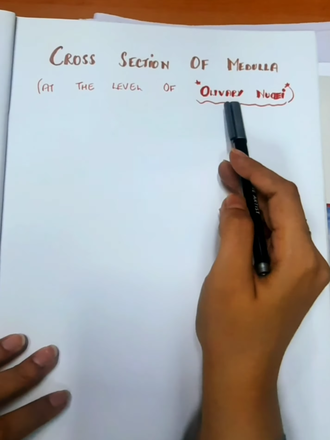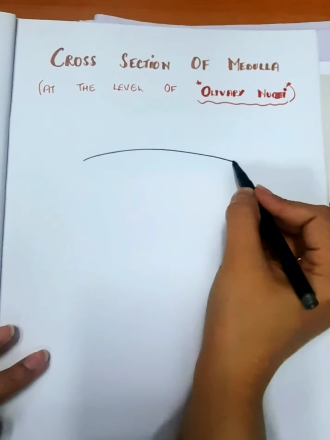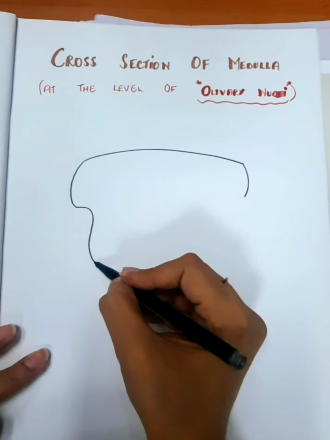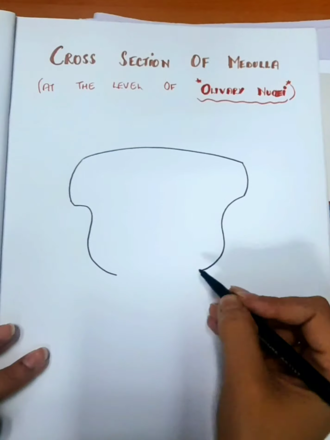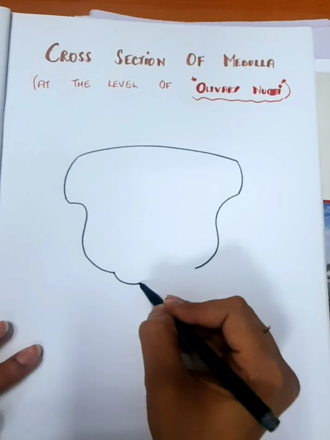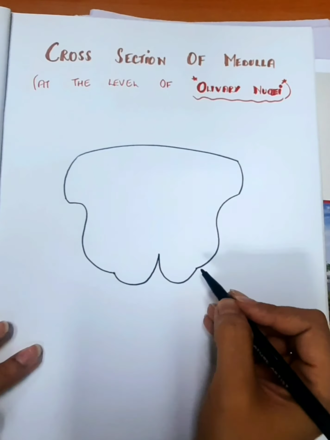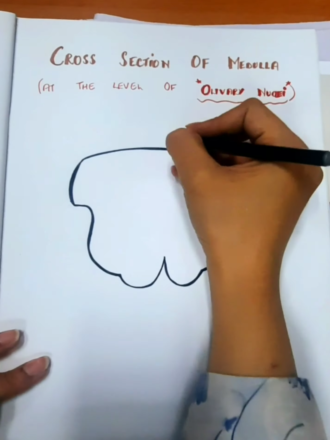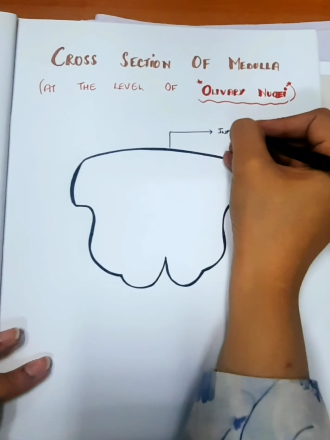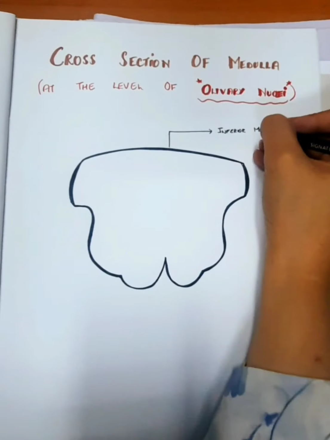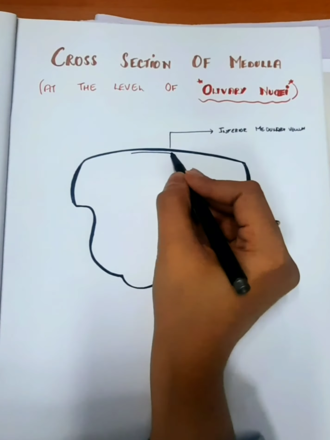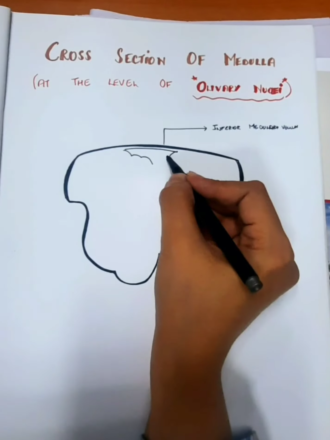The cross-section of the medulla at the level of the olivary complex is most fascinating, yet more complicated for the new ones trying to study neuroanatomy. This is because it possesses the numerous nuclei of very important cranial nerves. The obvious features include the presence of the inferior medullary velum, which forms the roof of the fourth ventricle in the posterior part of the medulla.